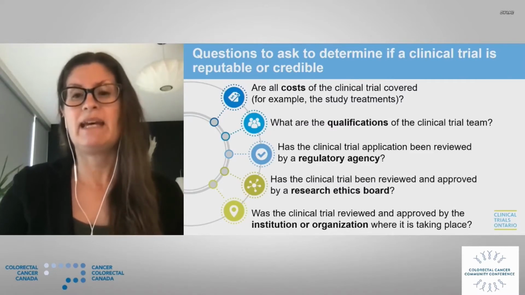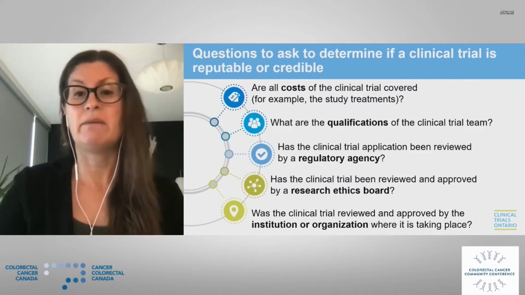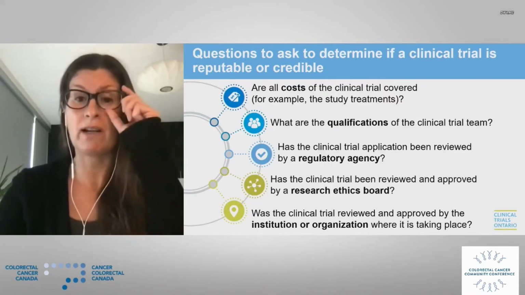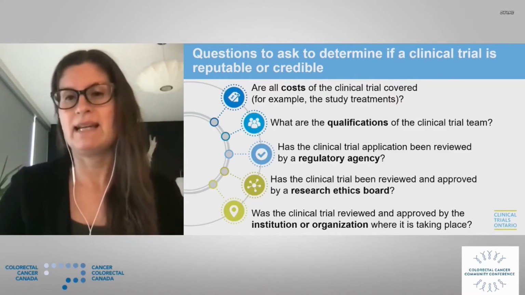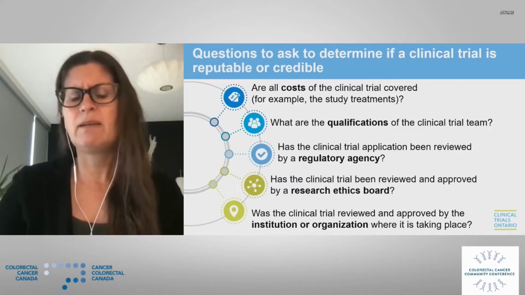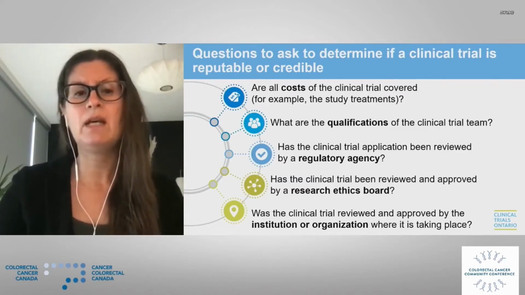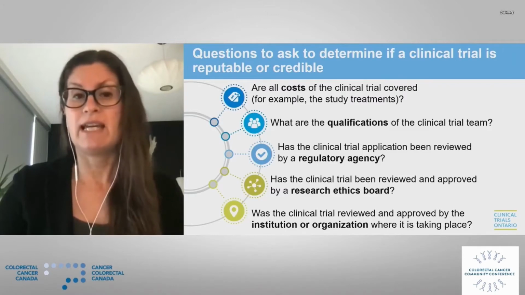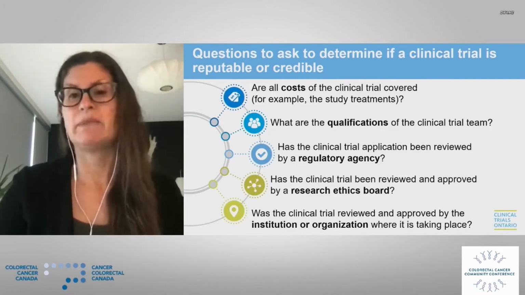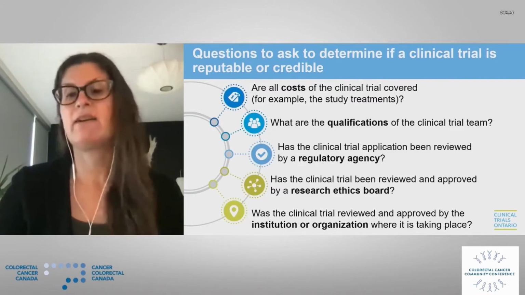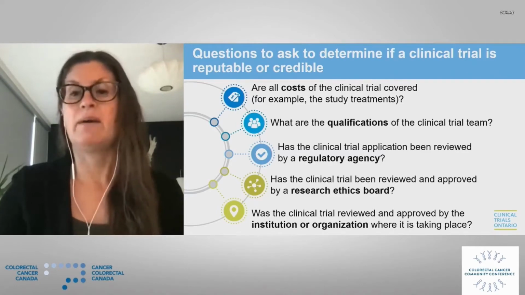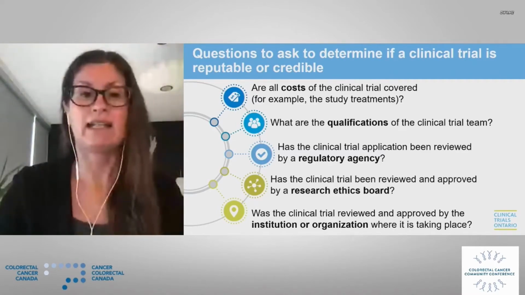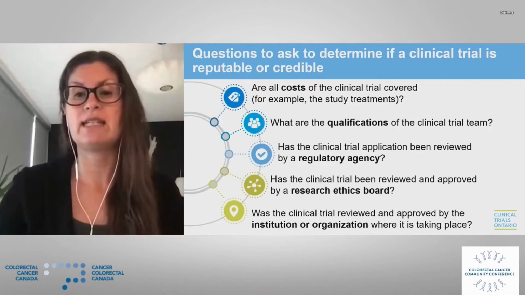You might need to pay to cover your parking, or you might need to take time off work in order to attend a site visit, but you should not be asked to cover other costs associated with a clinical trial. You might examine the qualifications of the clinical trial team. So have they been working in this area for a long time? Maybe they're affiliated with an academic center such as a university.